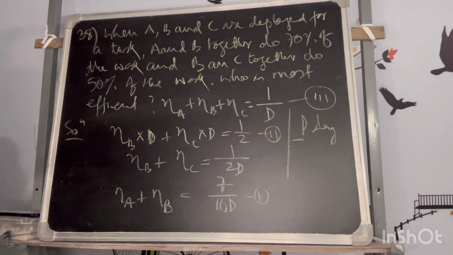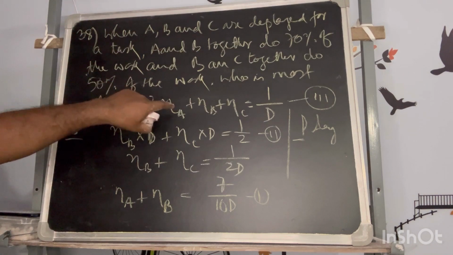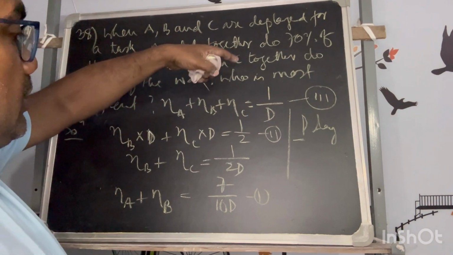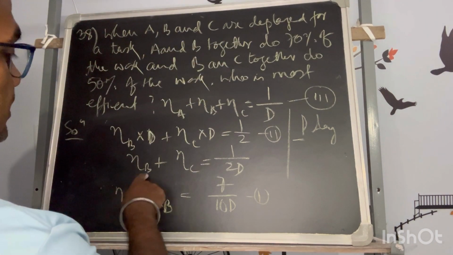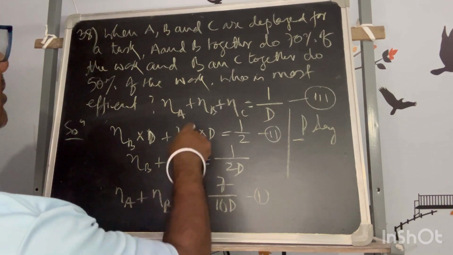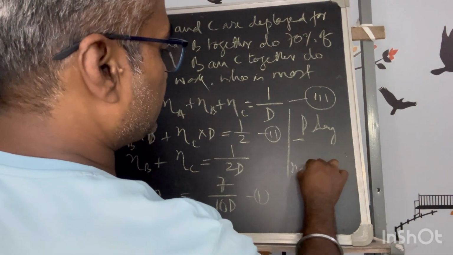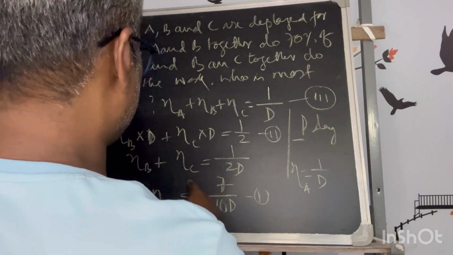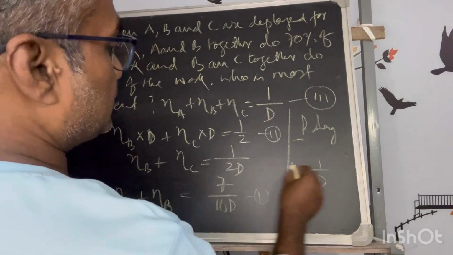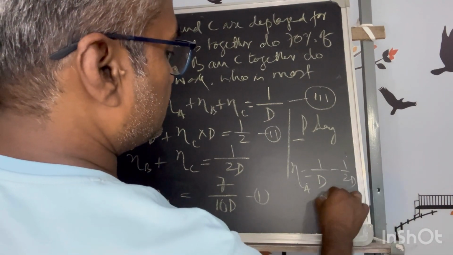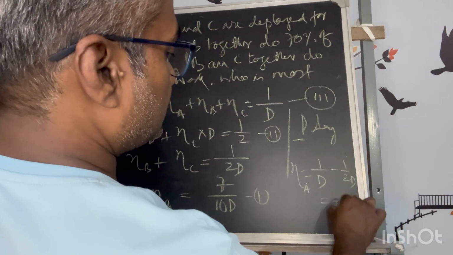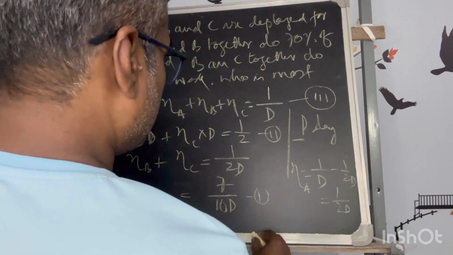Understood? So now what is their individual efficiency? Now this is B plus C efficiency. Now A can be calculated from this. A can be calculated by what? 1 by D minus, if I deduct this one, minus 1 by 2D. So that is equal to 1 by 2D.